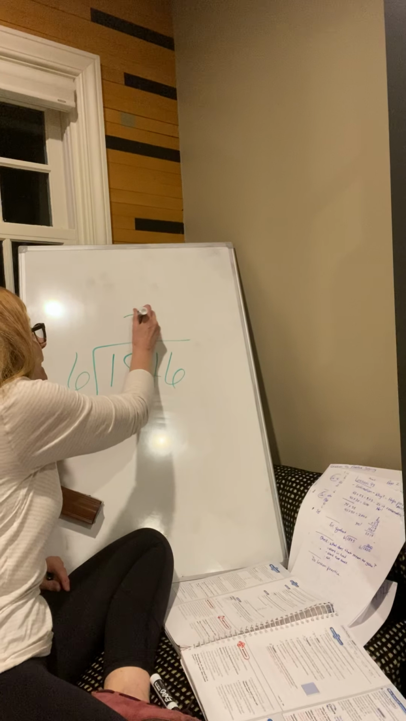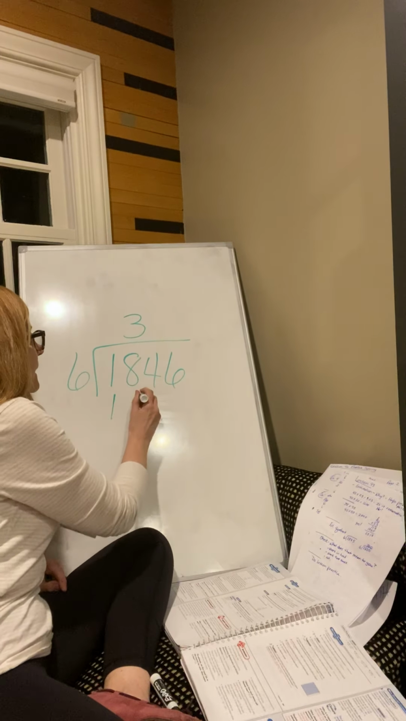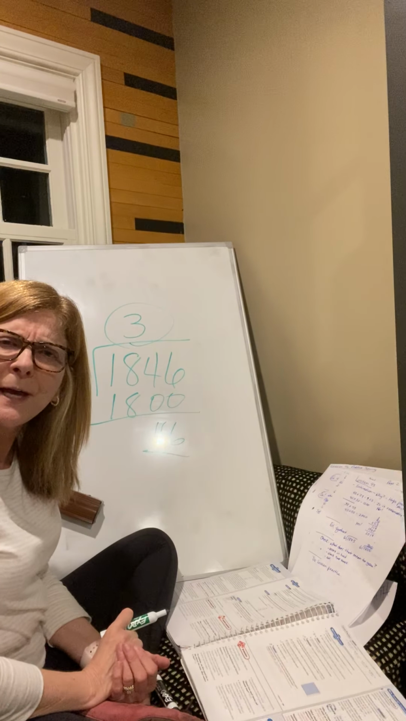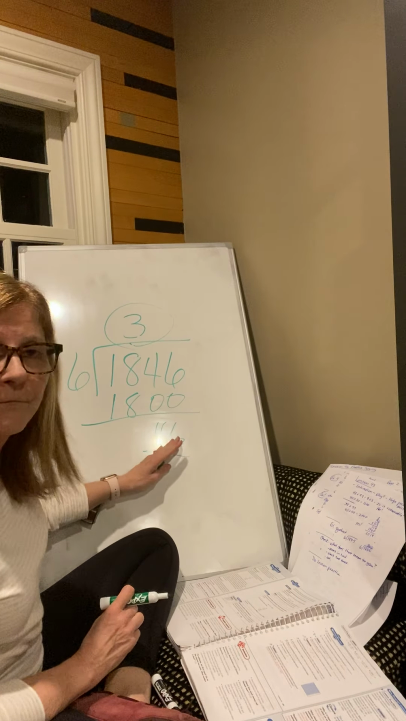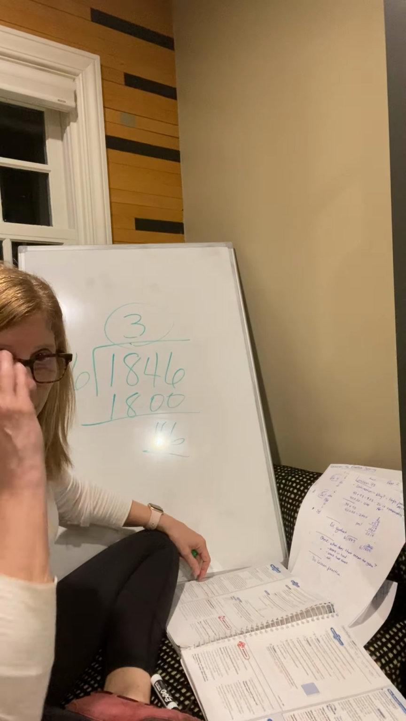If you put 3 and you say, I'm done, my answer is 3. If you've done your estimating, you say, no, that's not right. It should be about 300 something. You know, oh, I forgot to finish. There are some of you who do this. Okay.